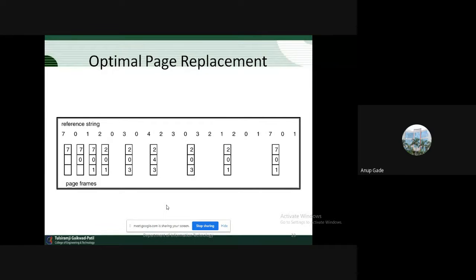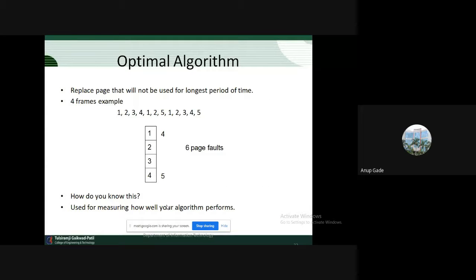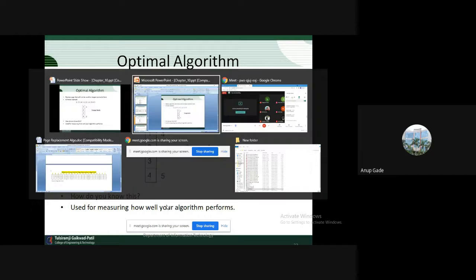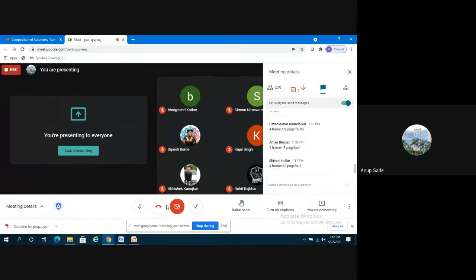Yes, optimal page replacement algorithm is over now. The only issue with this particular algorithm is how do we know which particular frame will be required in future? That is the biggest issue with this algorithm. In other words, this algorithm suggests us to replace the page number which will not be used for the longest period of time.